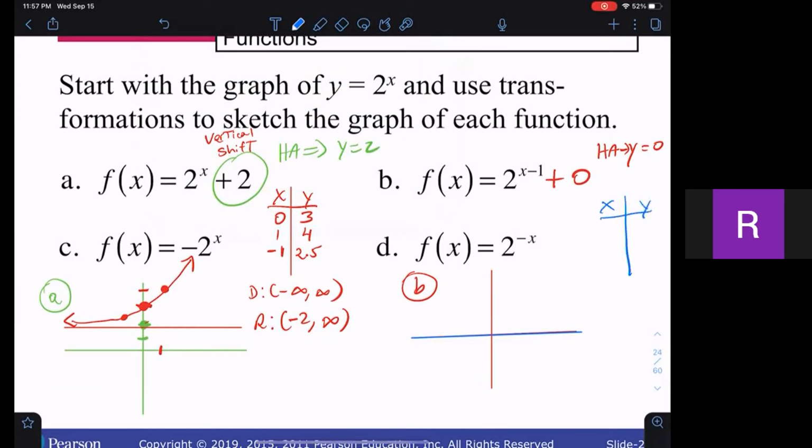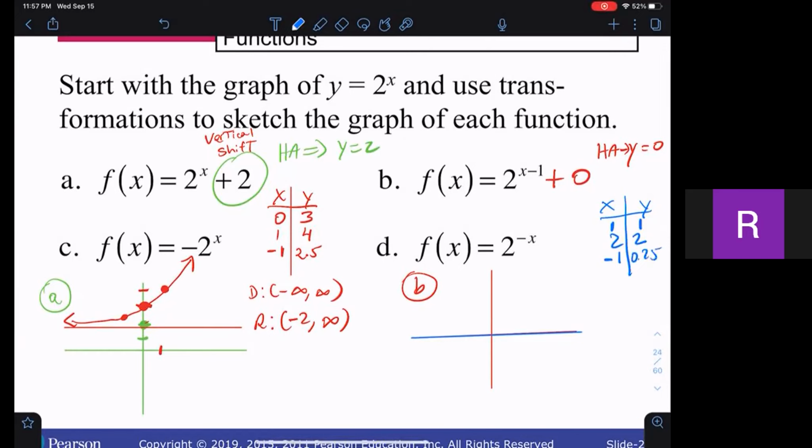X, y. So this is going to be 1, 2, 1. 1 minus 1 is 0. Any number to the 0 is always 1. You can put 2. That's going to be 2, right? 2 minus 1 is 1. 2 to the 1 is 2. What else? Now you can put negative 1. Negative 1, that's going to be negative 2. That's going to be 1/4 or 0.25, right?